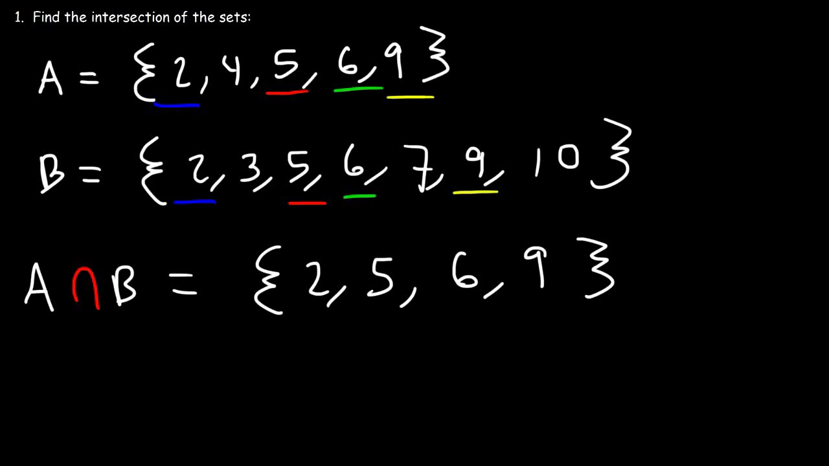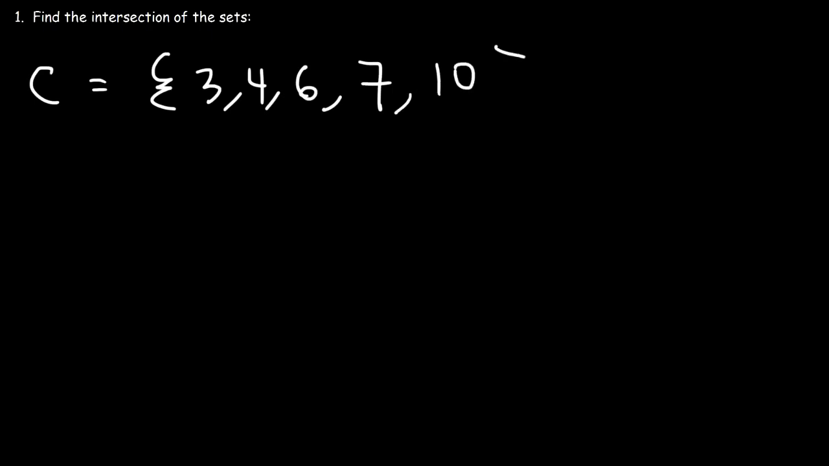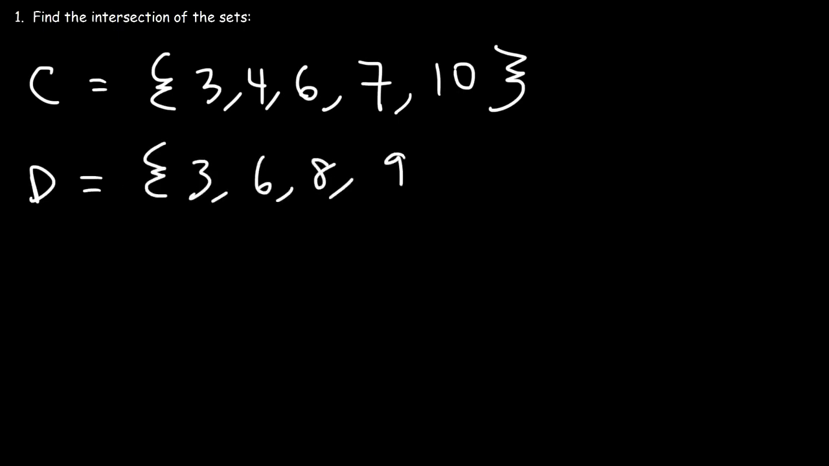So now let's work on some more examples. You can pause the video and try this one if you want to. Let me use some different letters. So let's say this is set C, and it contains the elements 3, 4, 6, 7, and 10. And also set D, which contain the elements 3, 6, 8, and 9. So feel free to pause the video and determine the intersection of sets C and D. Go ahead and try it.